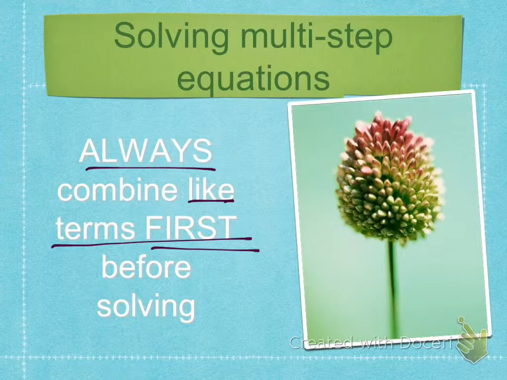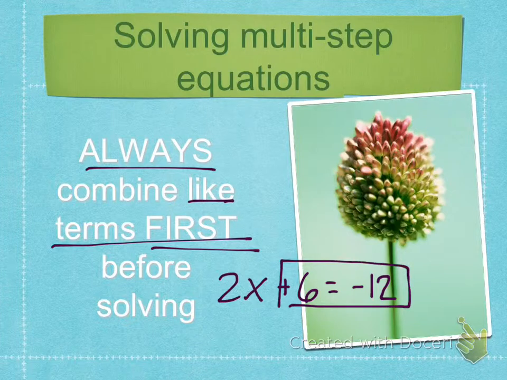So for instance, if I were to give you a problem that looks like this, let's say 2x plus 6 equals negative 12. Okay? Do you see any like terms in this problem? Yes. Just because you say, oh, but there's no other x's, so there's not like terms. Can regular numbers be like terms? Yes, they can. Constants right here.